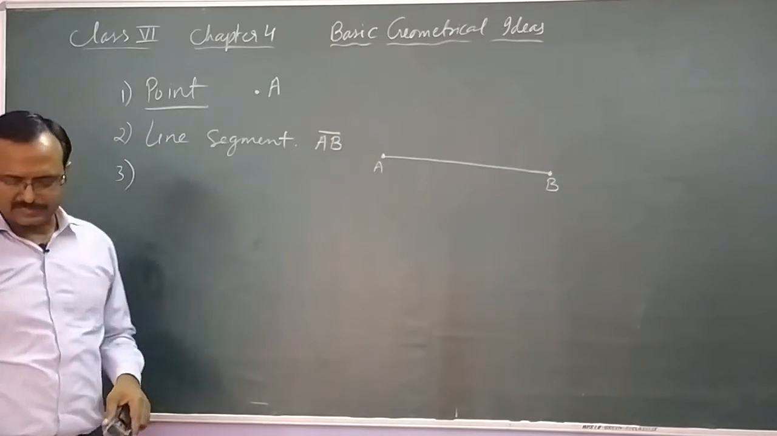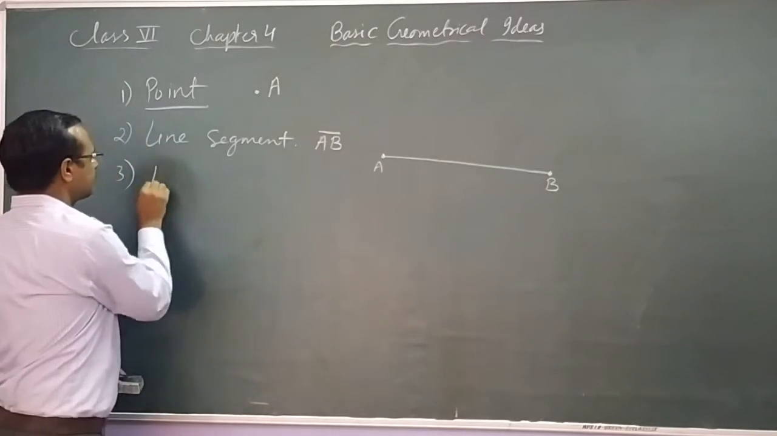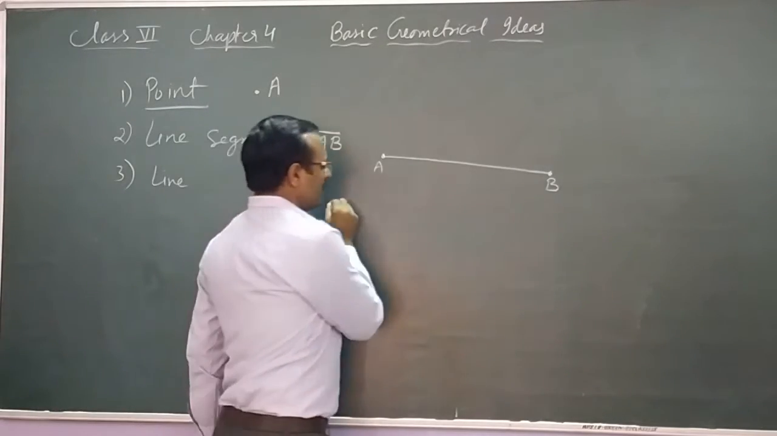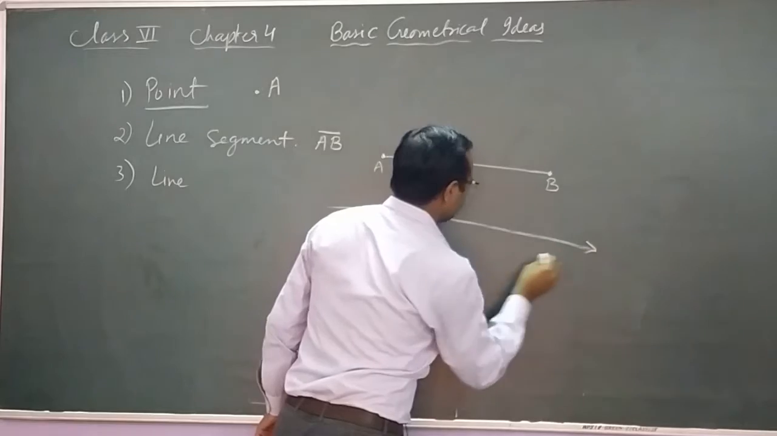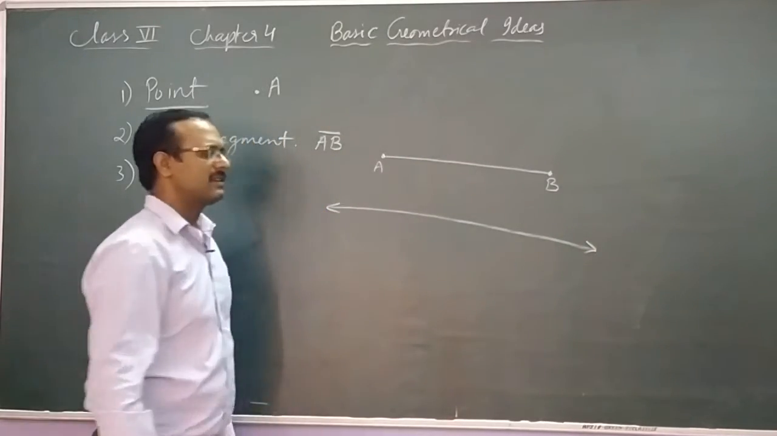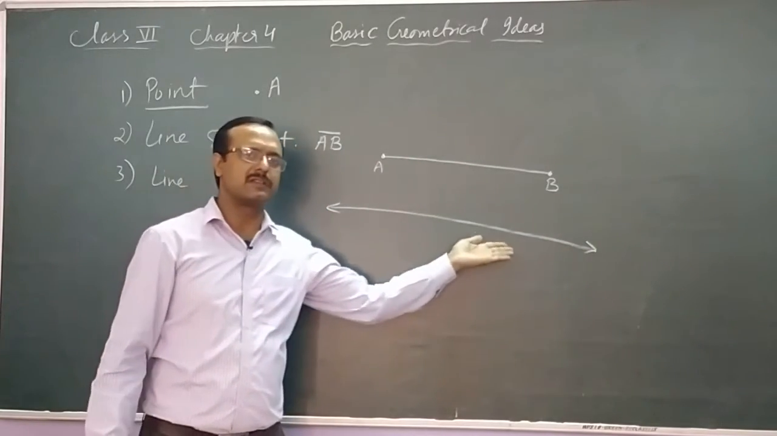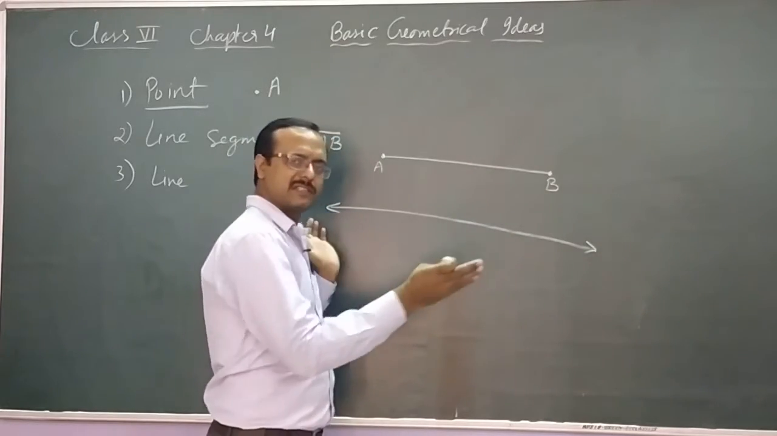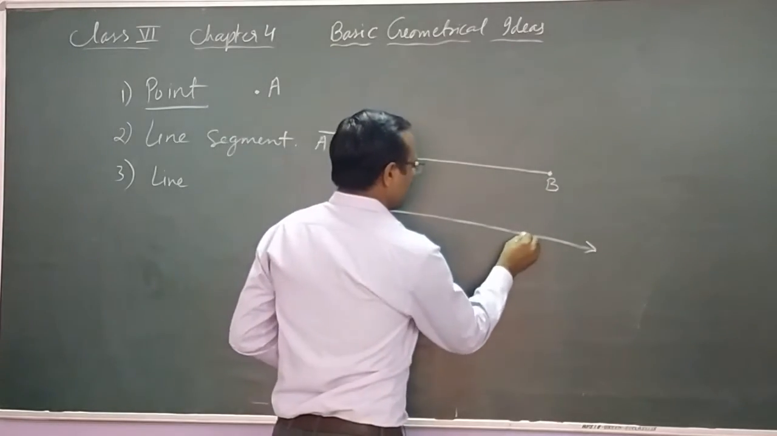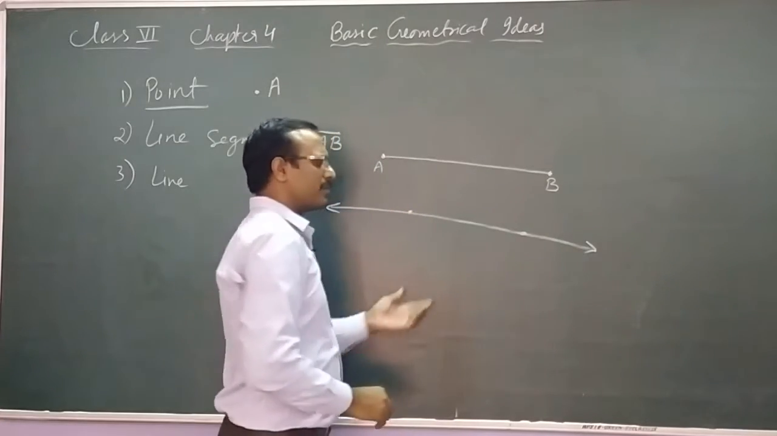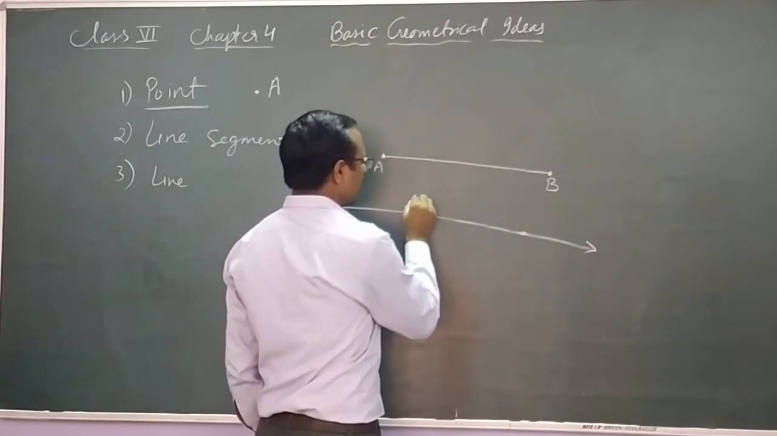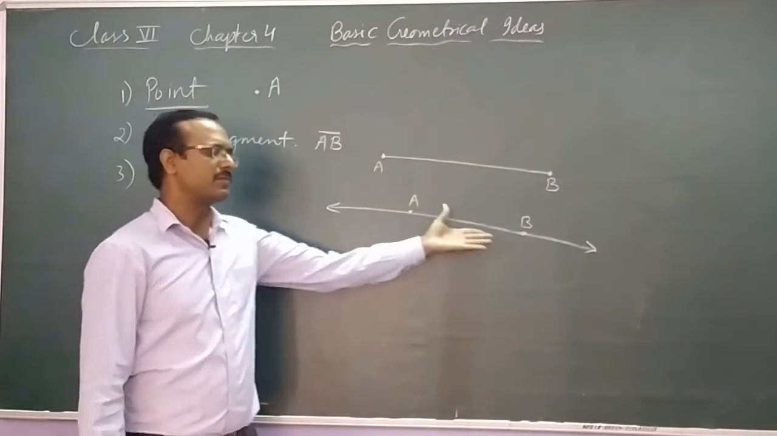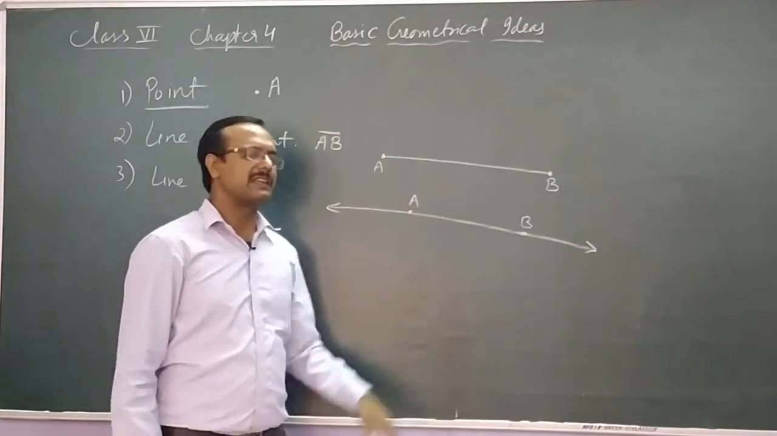Now the third point is line. The line is actually like this. It is non-ending. It can go infinite on both the sides. So it can be represented by any 2 points in between. You can give a name A and B as a point. You can take any 2 points and represent this line like this.